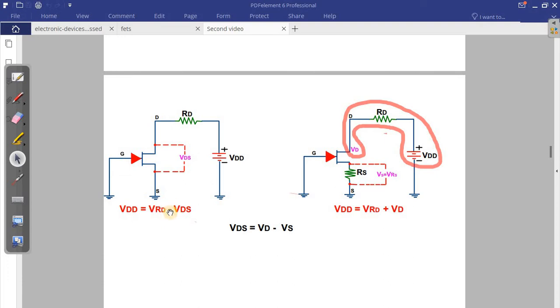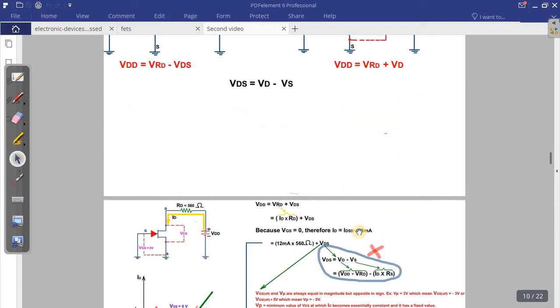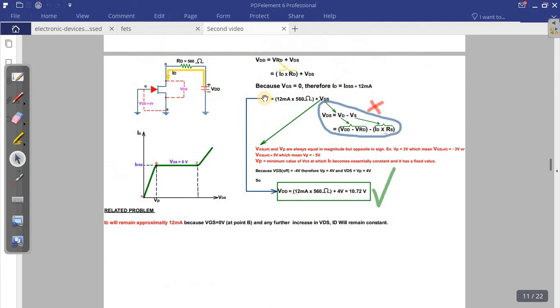So what happened, when you don't have a resistor here, we're going to measure this voltage here, we call it VDS. That's why we say VDD is equal to VRD plus VDS. And on this side, when you have a voltage, VDD will be equal to VRD plus VD, the terminal voltage. So now, we can calculate VDS by saying VDS is equal to VD minus VS. Let's move to this example 8.1.